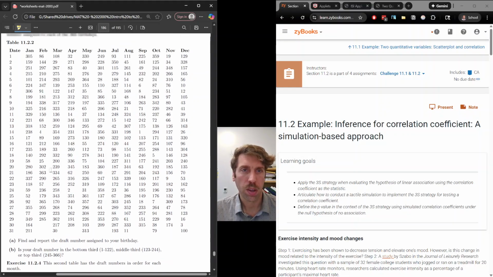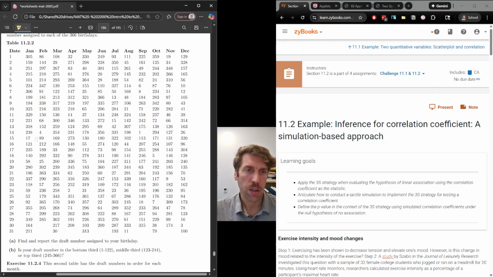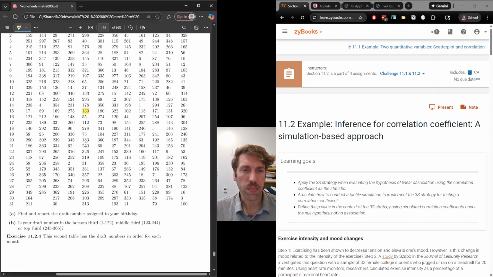For instance, my birthday is May 15th, so I would find May, and then 15, and that's my draft number. Okay? As you report your draft number, is it in the bottom third, middle third, or top third?